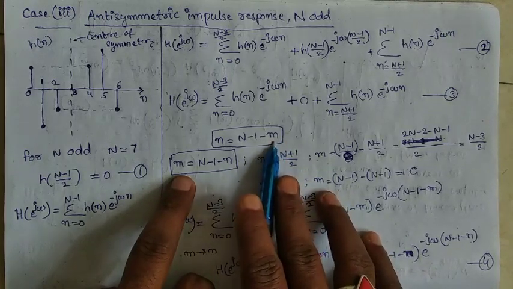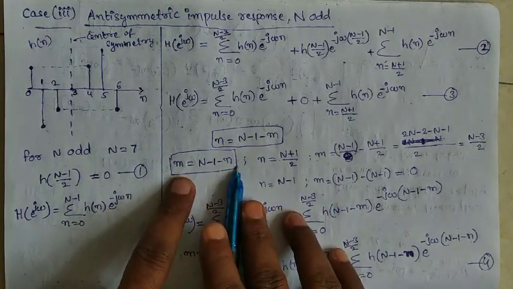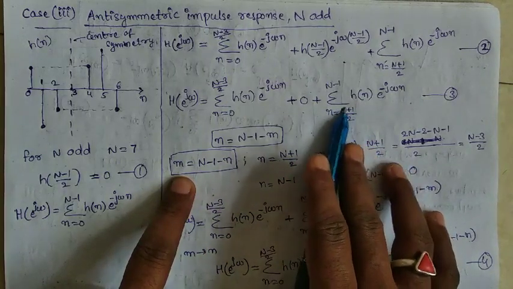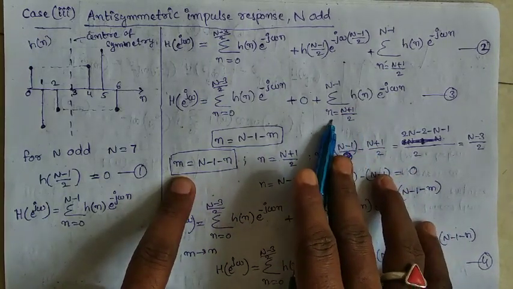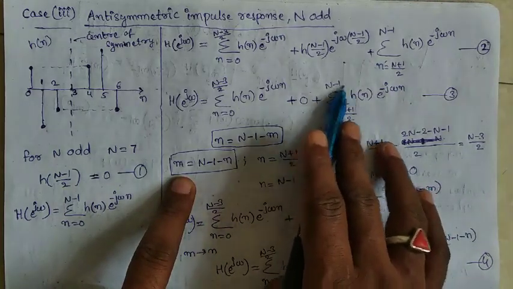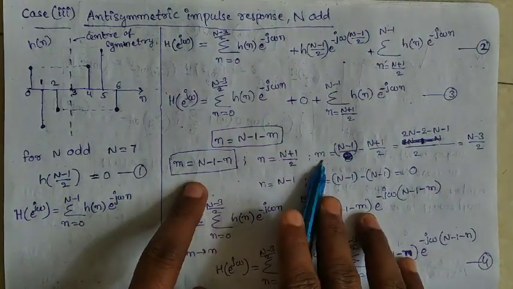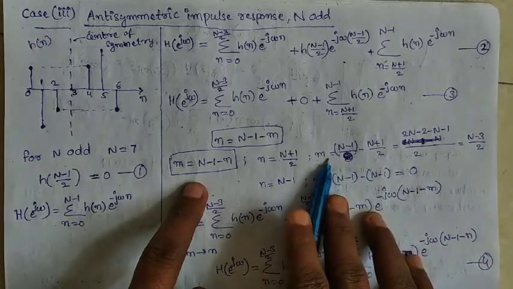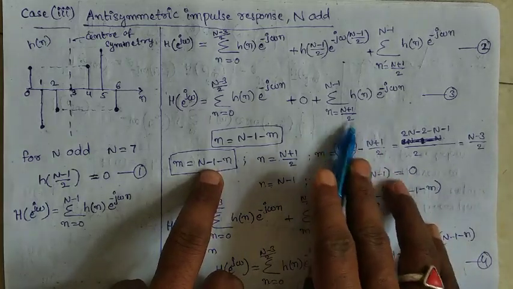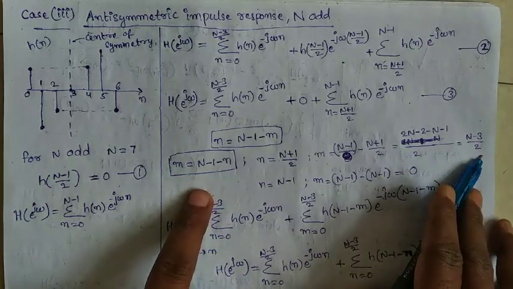From this equation we are determining the m value. M is equal to capital N minus 1 minus n. Now we are determining the limits of m. For the corresponding n, the limits are from n is equal to N plus 1 by 2 to N minus 1. Here n is equal to N plus 1 by 2. What is the m value? Here m is equal to capital N minus 1 minus N plus 1 by 2, which is equal to N minus 3 by 2.